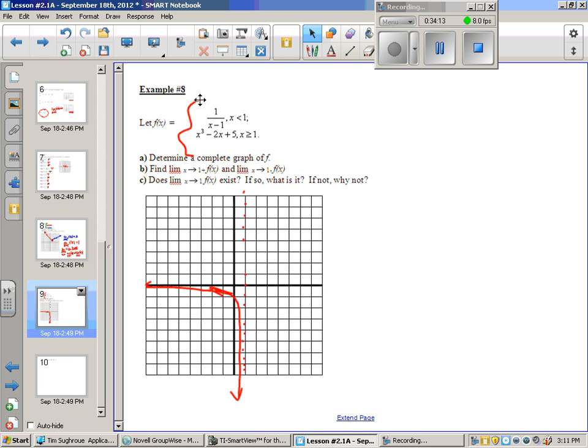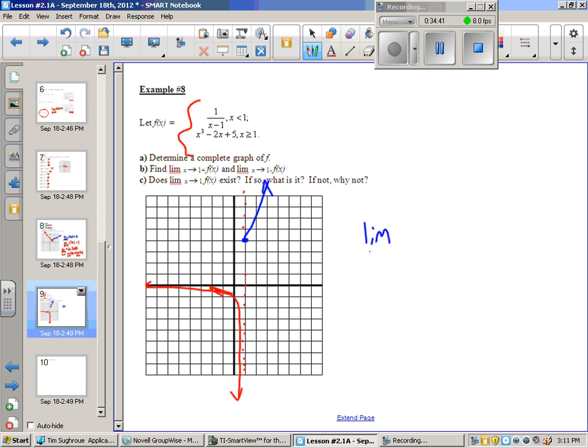Then it stops being that, and it becomes this cubic function. If we plug 1 into the cubic function, we get 1 minus 2, which is -1, plus 5, which is 4. So 1, 2, 3, 4. It starts right here, and this cubic function just takes off like that. That's what the piecewise function looks like here. It's one I took right out of the book. It's kind of a silly piecewise function, but that's the way it looks.